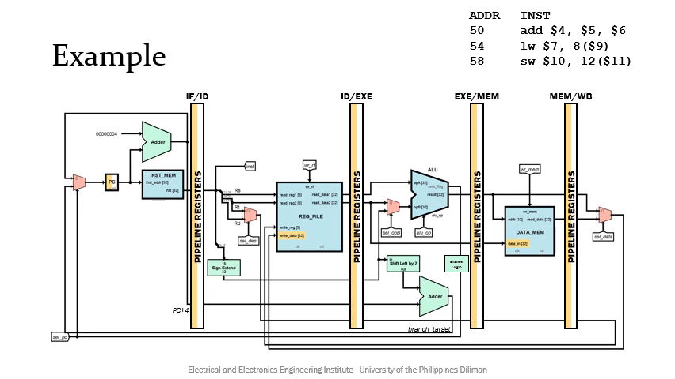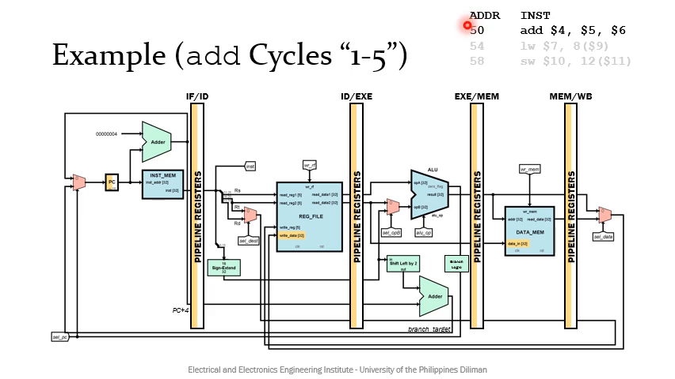Consider the 3 instructions shown on the right. We have add, load word, and store word instructions stored at addresses 50, 54, and 58 in decimal. Let's see how the series of instructions will be executed. We'll start by focusing on the add instruction alone and see how signals flow across the 5 cycles of execution.